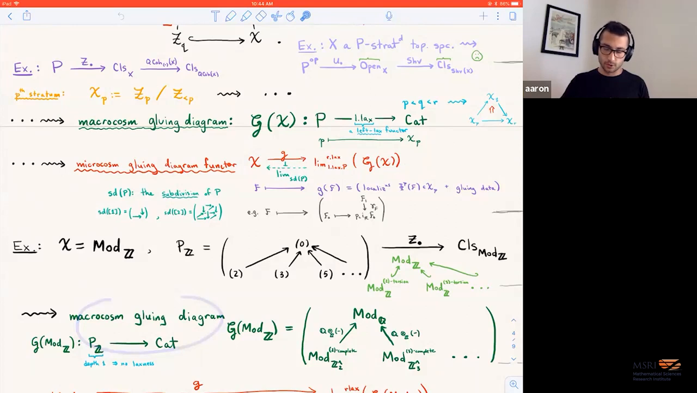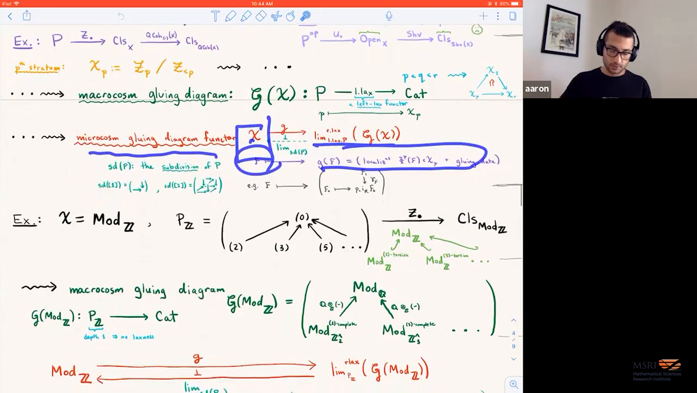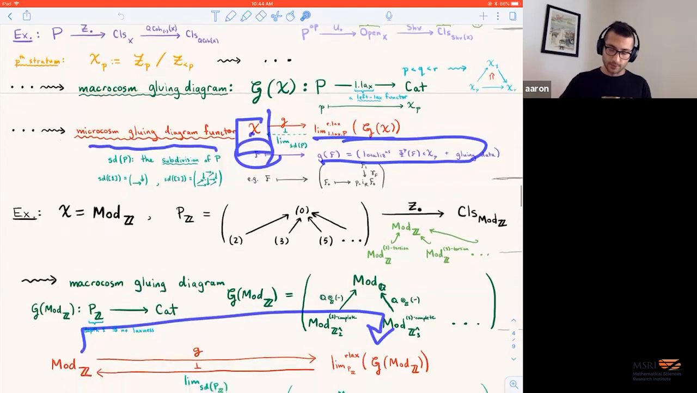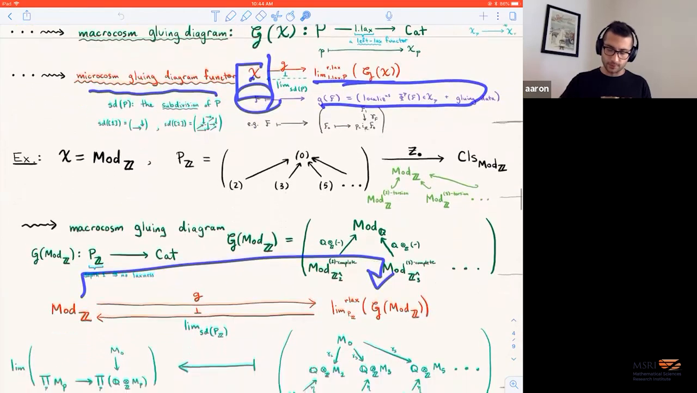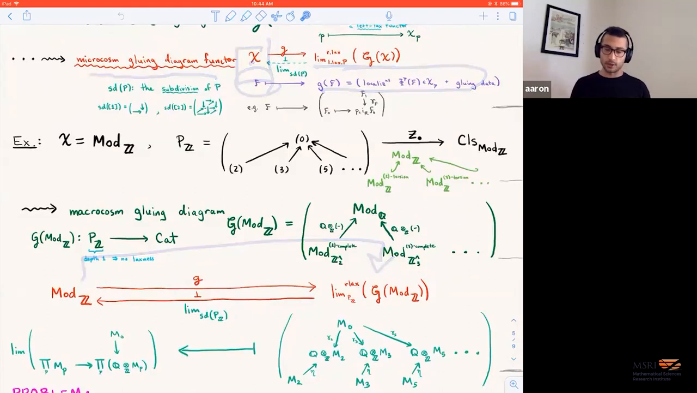of Z modules. So now we have this functor that goes from the category to this limit, and it takes an object to its gluing diagram. So what does that look like? Well, it goes from Z mod to this right lax limit. And I think you'll probably be able to see what the functor does. Let me just describe the right adjoint in this case.